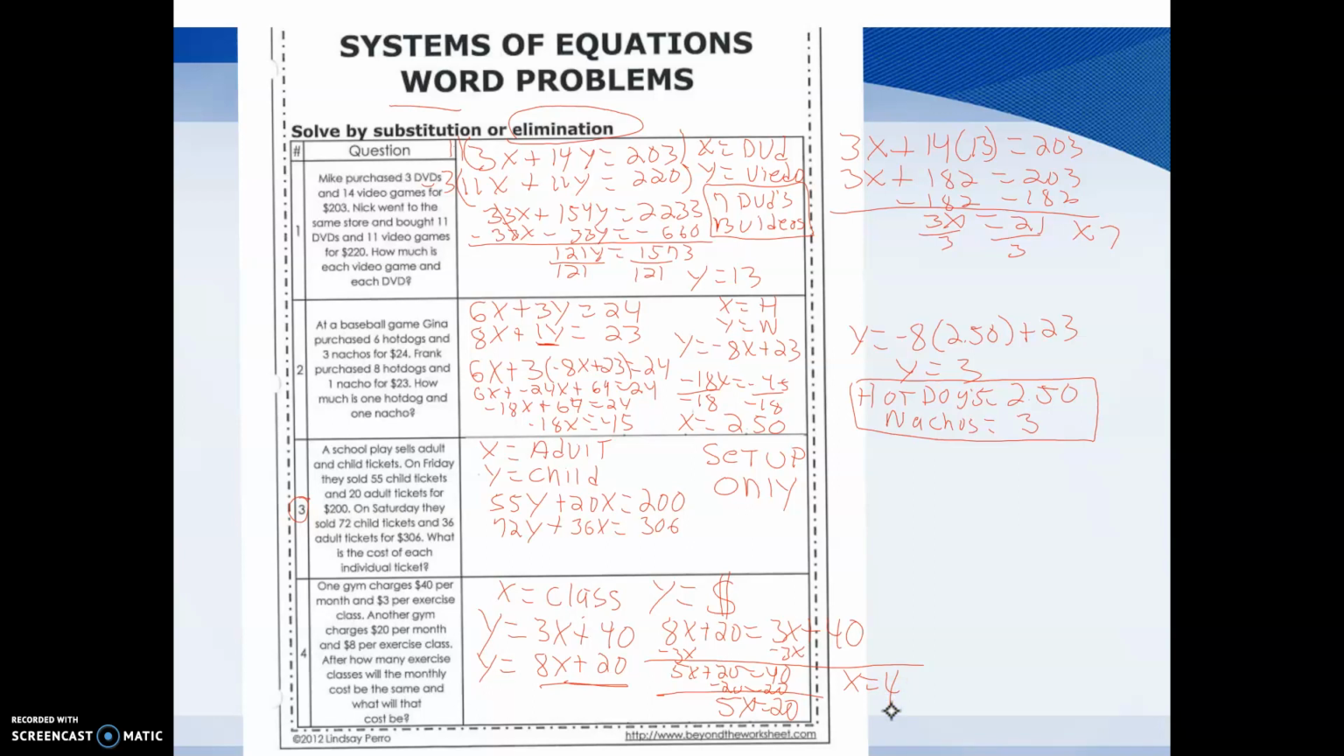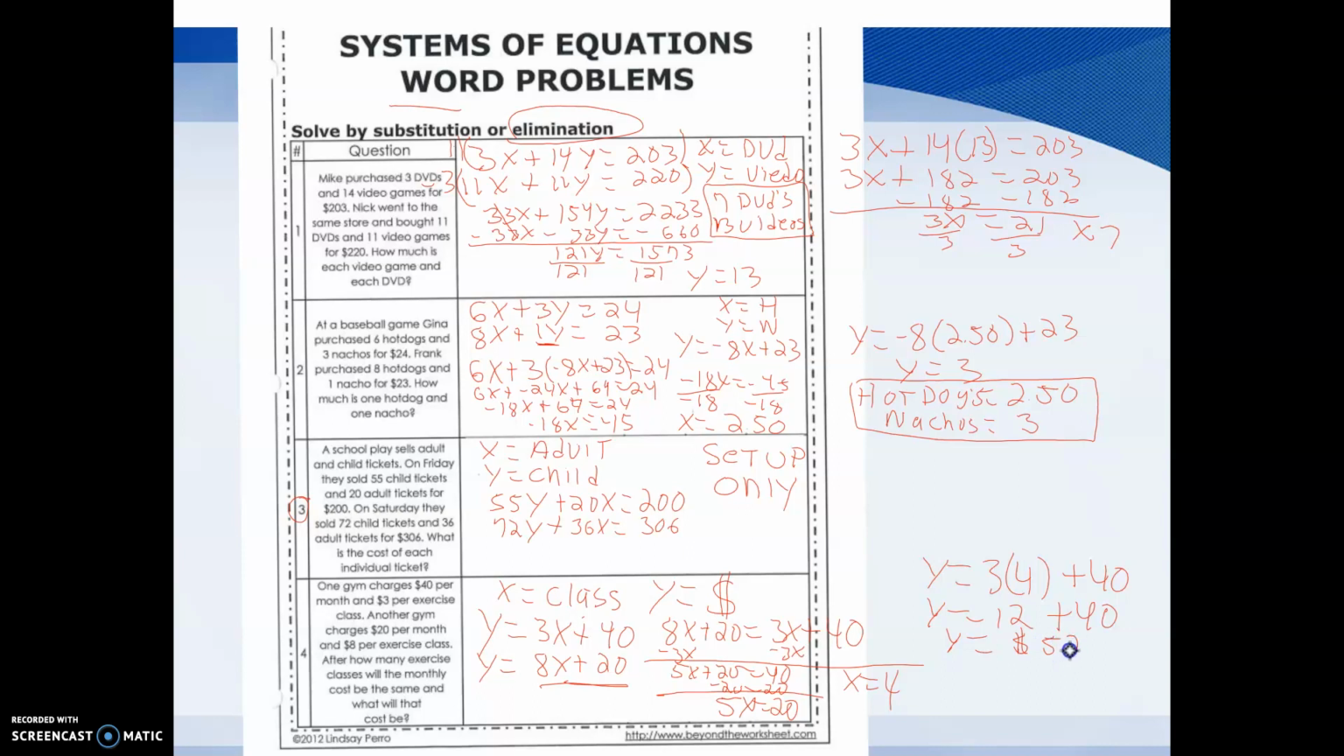How am I going to find my y? Well, we'll plug it in. Let's see. I'll plug it into the top one. Again, it doesn't matter. So it'll be 3 times the 4 classes, right? So 4 times 3 is 12 plus 40. So what do we got? 12 plus 40 is going to cost me $52.